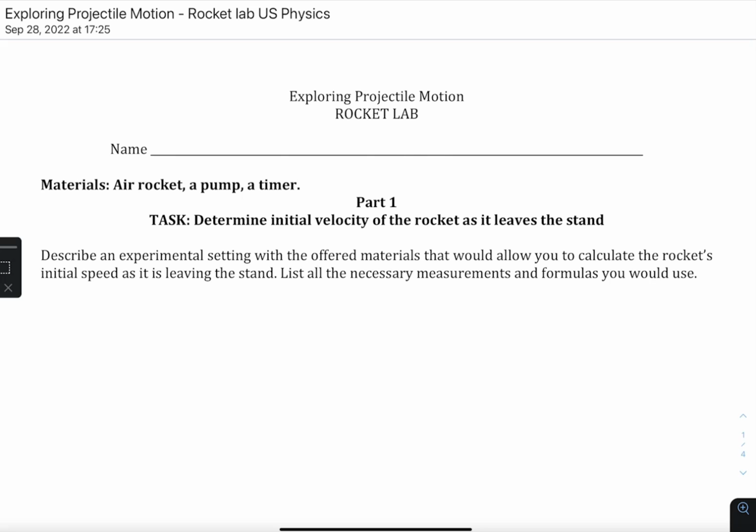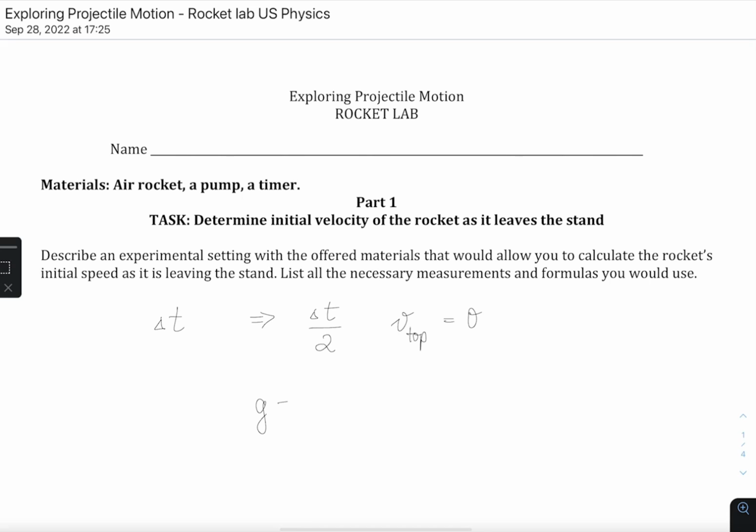All right, let's go over the lab if you need help. In class, we decided that we would shoot the rocket straight up, and we would measure the time between the launch and landing. Then we would halve that time because at the top, velocity would be 0.